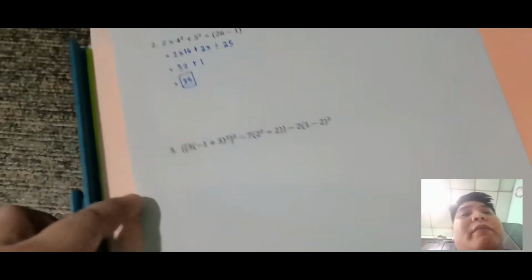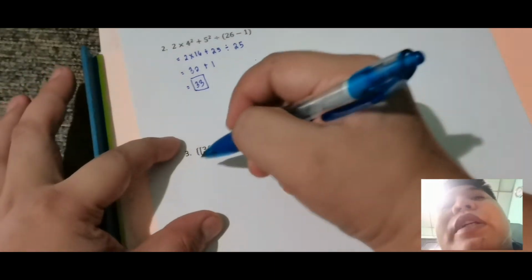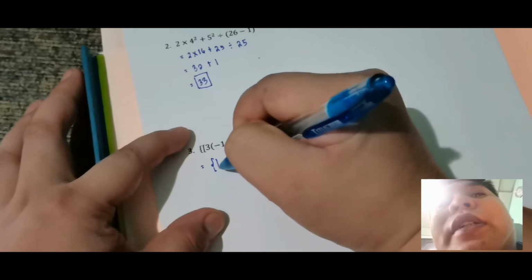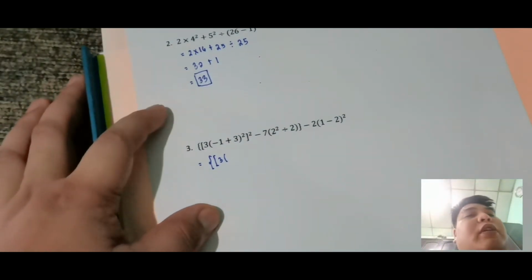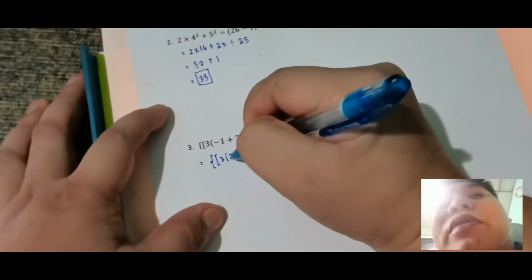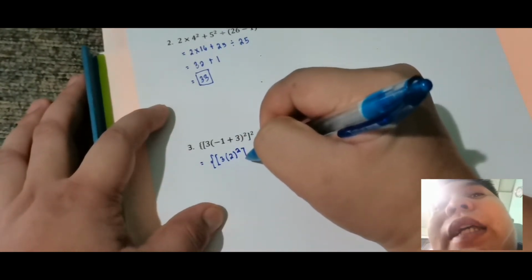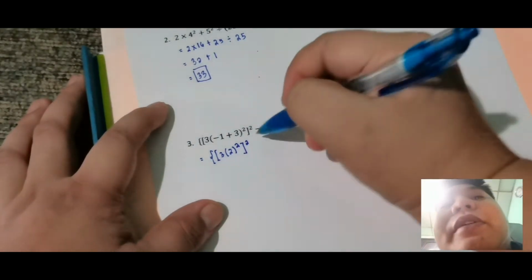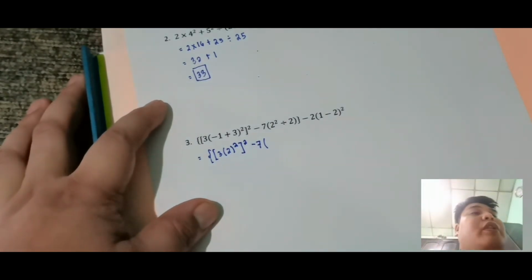Okay, yung sinasabi ni sir, ulit ko lang: unahin ko yung mga nasa loob. So, that is equal sa curly brace, then 3 multiplied by negative 1 plus 3 is 2. Then, lalagyan ko sa labas ng squared, then bracket, squared, kasi may squared doon. Okay, minus 7. Then, 2 squared divided by 2.